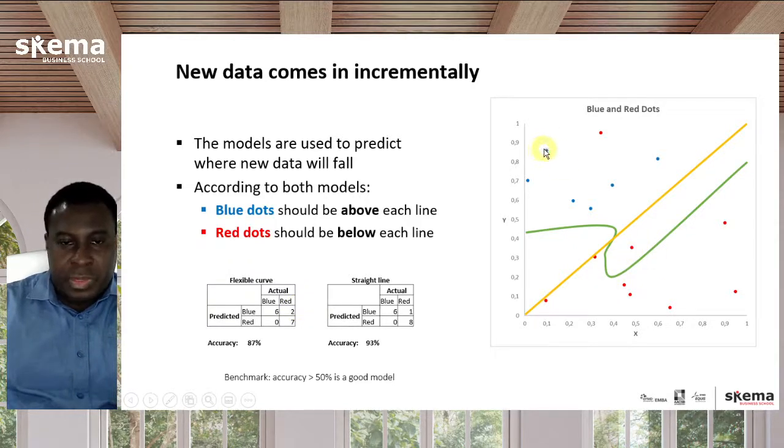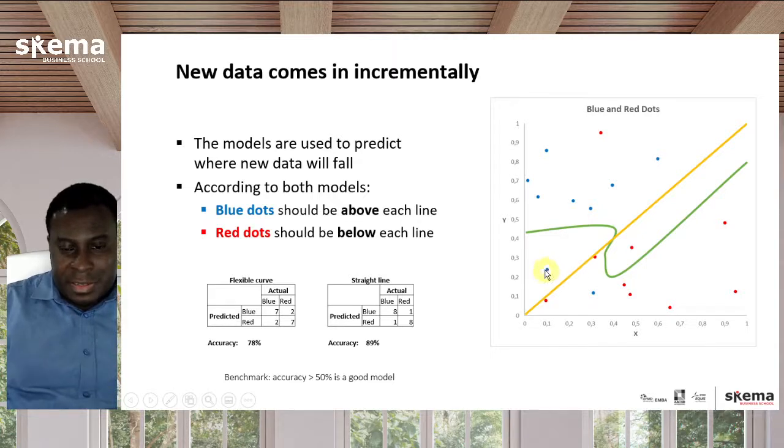Well, there's a blue that's predicted correctly by both above the line. And here's a blue, which is below the line for both. So both of them get this wrong. For both of them, you have one actual blue that's predicted as red. So both got that one wrong. Here's a blue correctly predicted by both above the line.